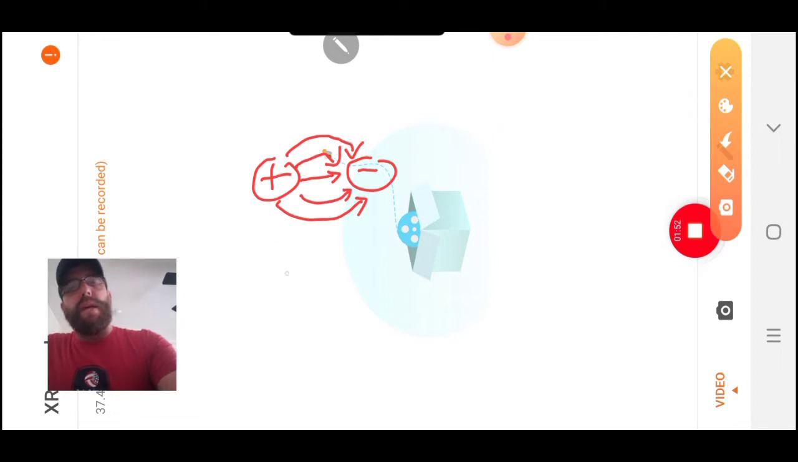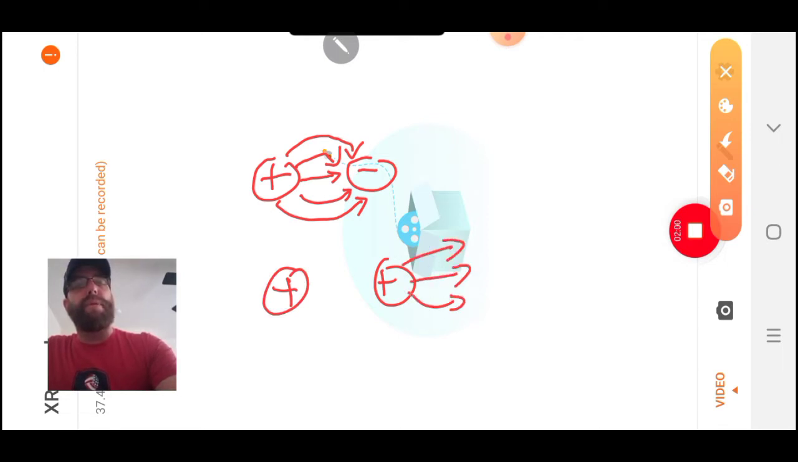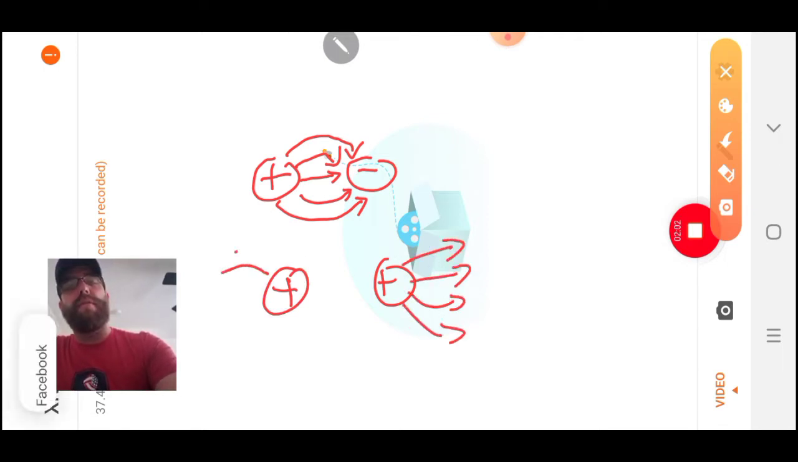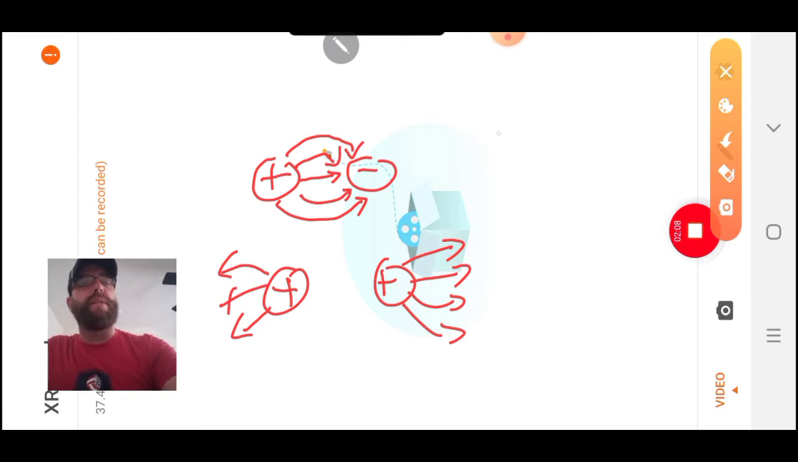If I have two positives, they will move apart from each other. Likewise, two negatives would move apart. So like charges will repel and opposite charges will attract. Pretty simple.